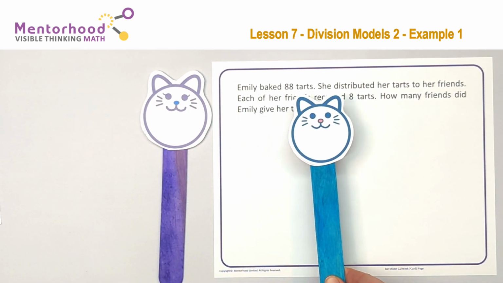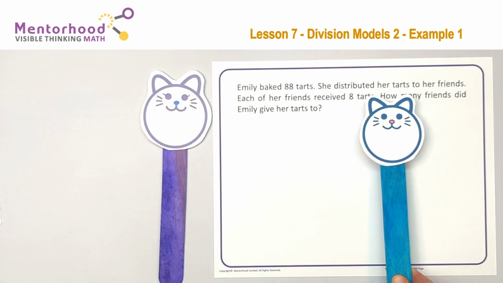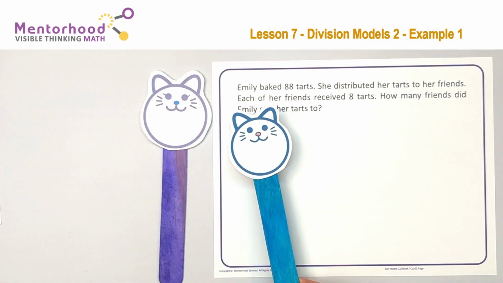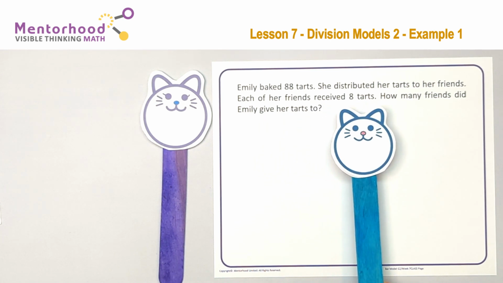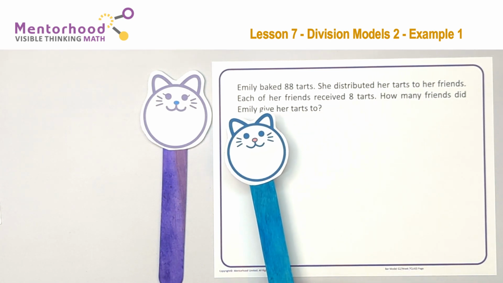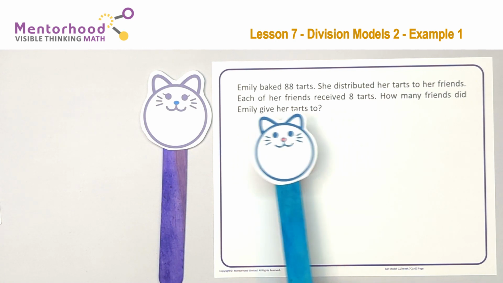Emily baked 88 tarts. She distributed her tarts to her friends. Each of her friends received 8 tarts. How many friends did Emily give her tarts to?